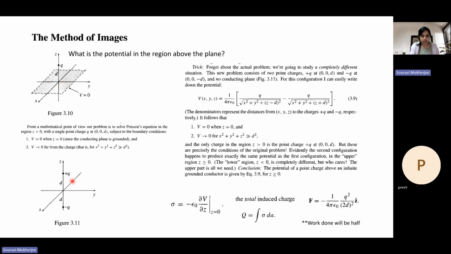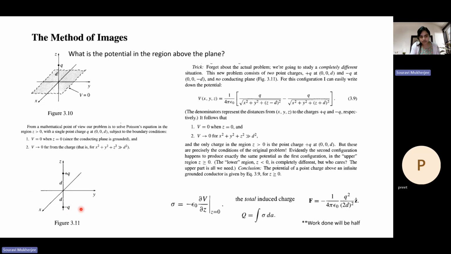So what do we do? Now we bring in a minus Q charge at the equally opposite position. If the original is at distance D, you take it to minus D and put a minus Q charge there, right? So what does this charge do? If you now consider these two charges, plus Q and minus Q, because of the symmetry of the problem, this will also set the potential in the XY plane to 0, right? And again, very far from these charges, your potential will go to 0.